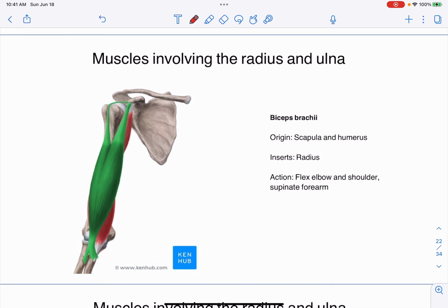This muscle has two heads to it, so its origin is in two locations, on the scapula and on the humerus. It actually spans two joints. It spans the shoulder joint and it spans the elbow joint. So it inserts into the radius, and the action has to do with flexion at the elbow and the shoulder. It's also capable of supinating the forearm.